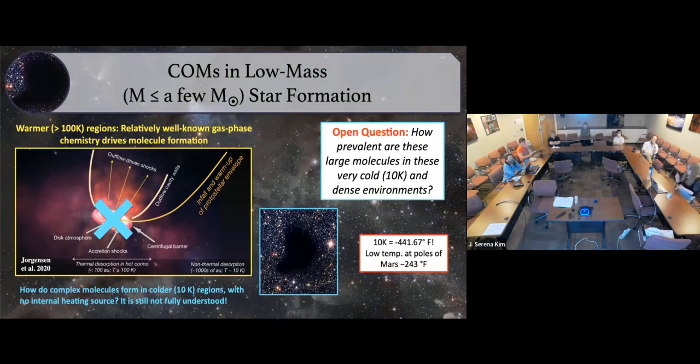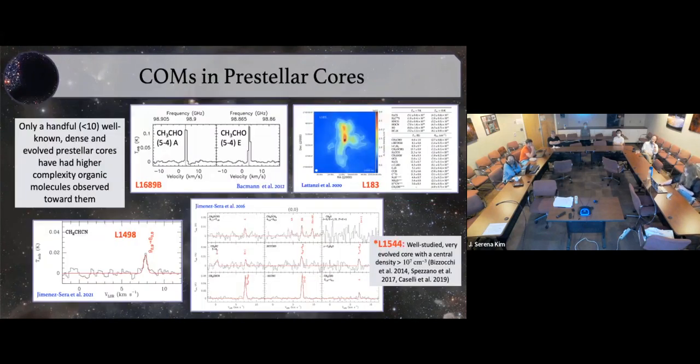So not only are they a very early stage, but the chemistry that's happening in them is very interesting and not well understood. So it's important to study these large molecules in these very dense environments, but the question remains, how prevalent are they? One of the roadblocks in understanding this question is that up until some of my surveys, really only 4 cores, which I show here, have had complex organics detected towards them. For example, L1544 is a very well-studied, very evolved core, kind of the poster child for a prestellar core. It has had a lot of studies done on it.